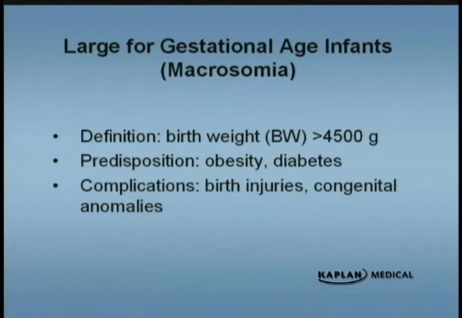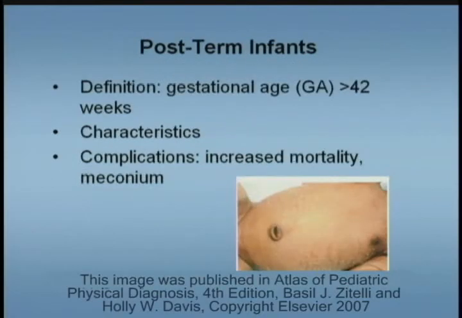Complications of large babies are going to be birth injuries. We already talked about the baby that has the clavicular fracture, and those tend to be big. We also, babies that are big, depending on what caused them to be big, may have congenital anomalies.